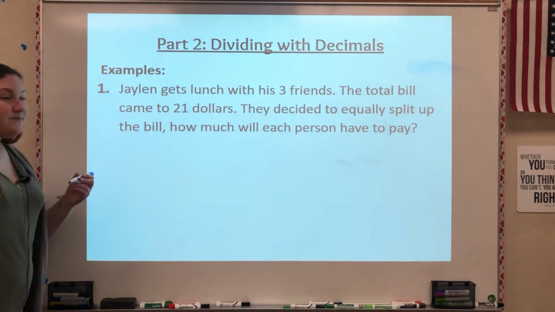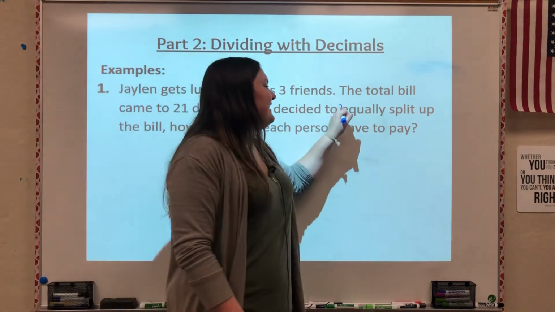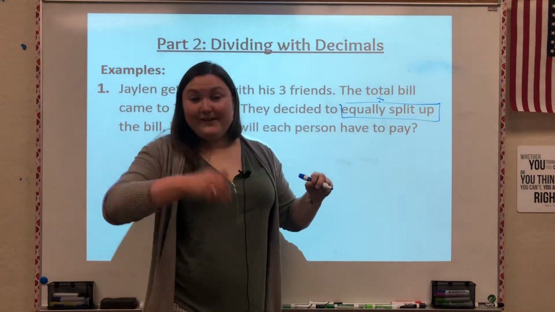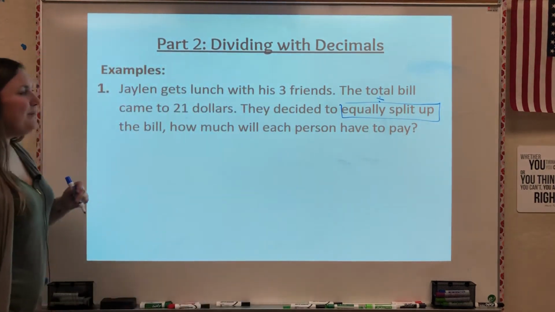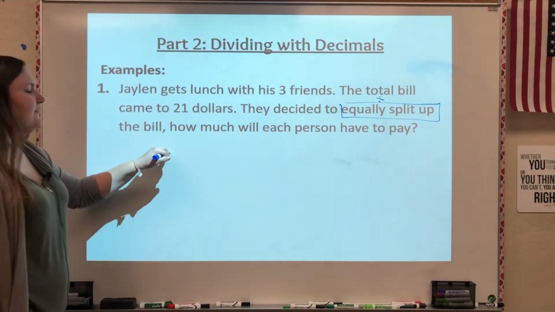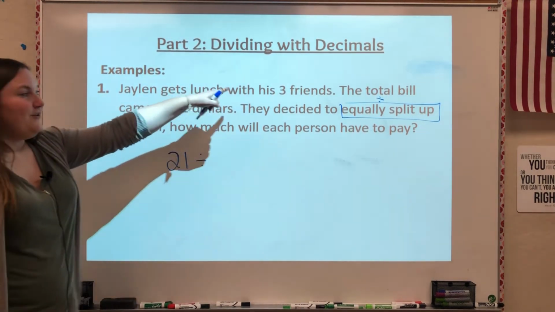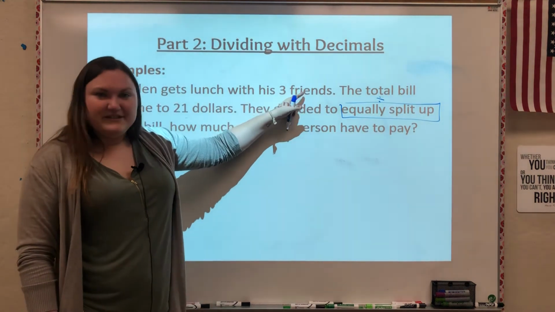Well, lots of students, when we do this in class, say, I see equally split up. That tells me we want to divide. I agree, we are dividing up that bill. Well, what's the bill? $21. Awesome, so we want to divide the $21 by 3 people. I see 3 friends, so we want to do 21 divided by 3.